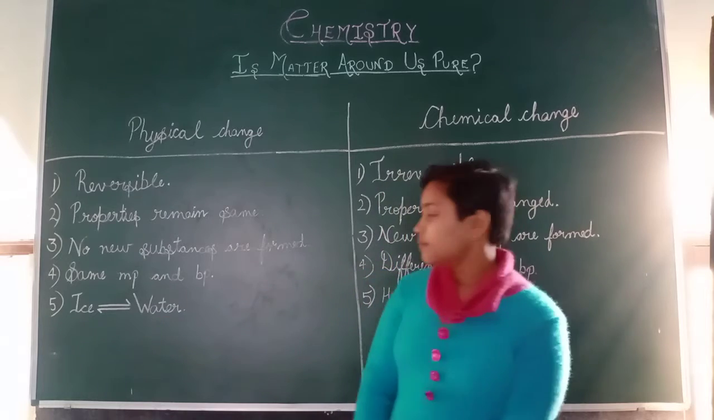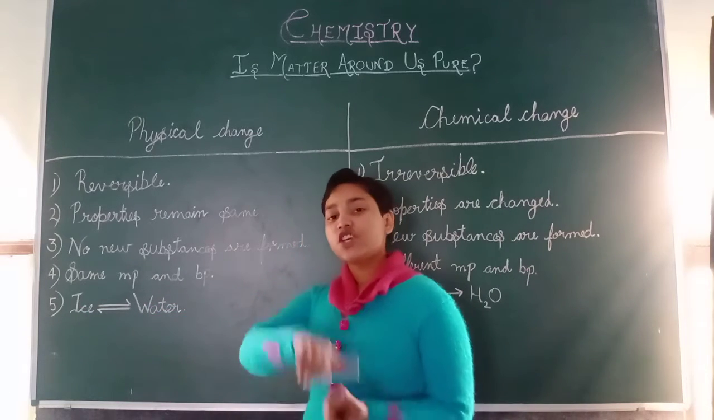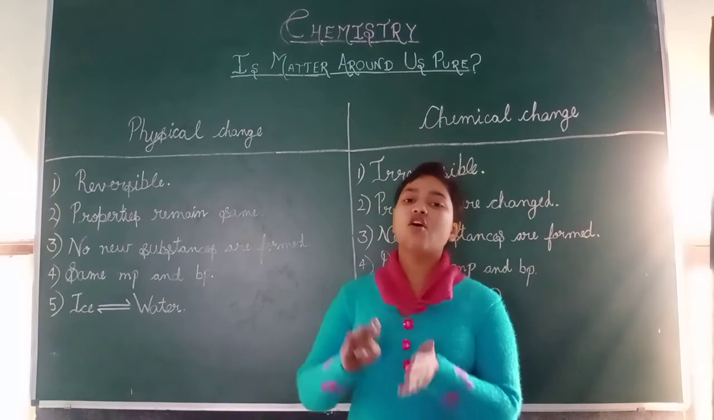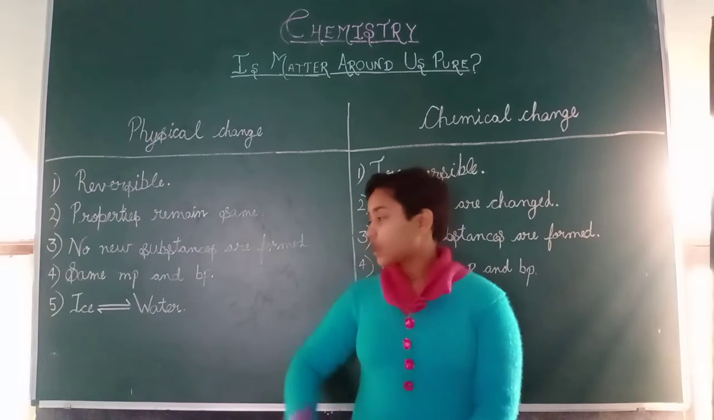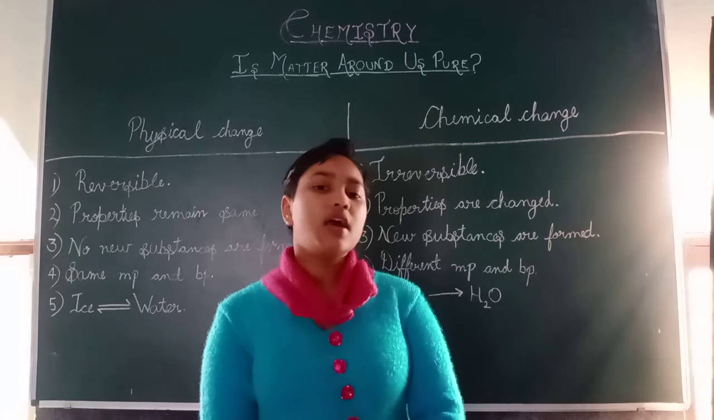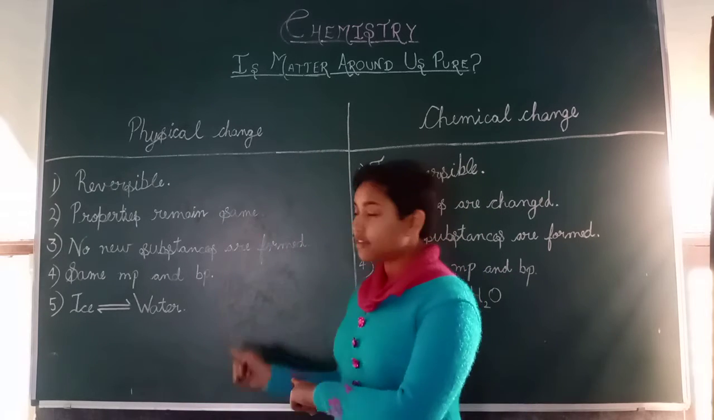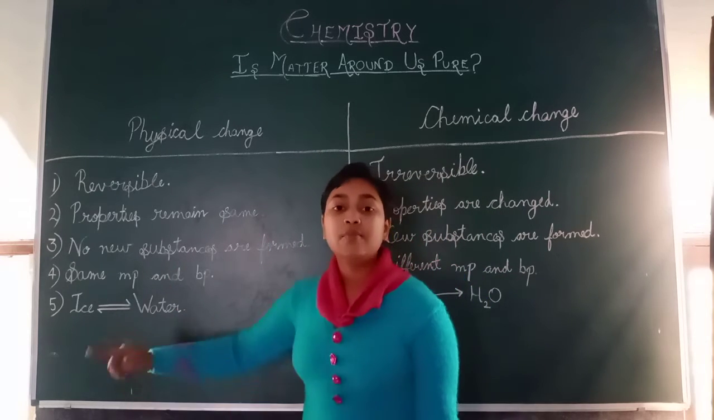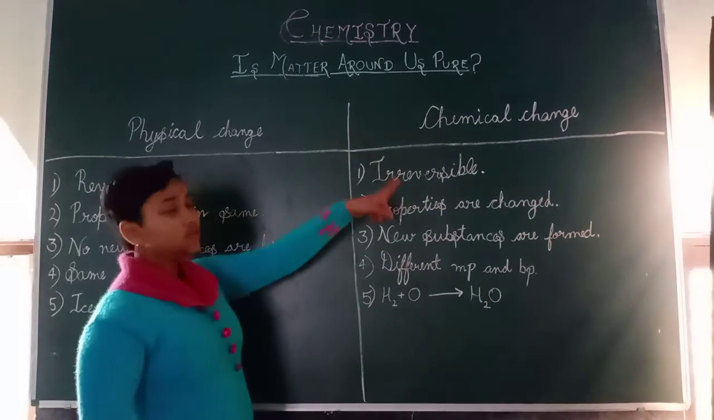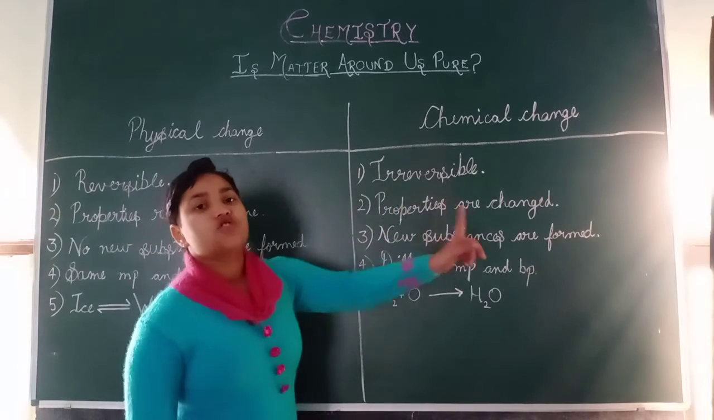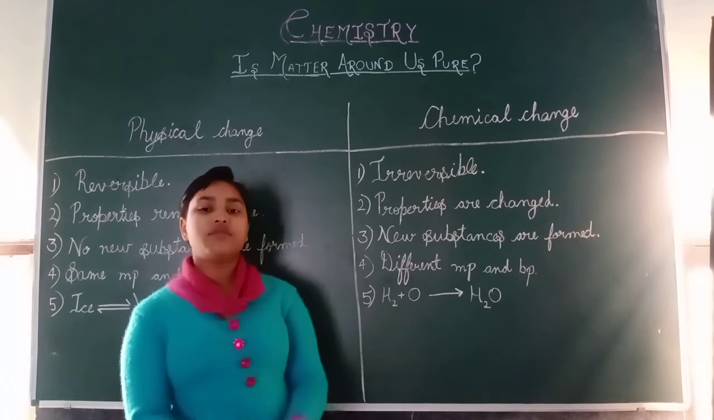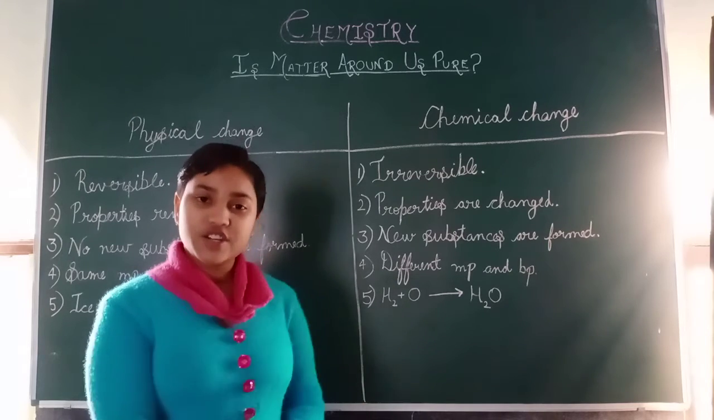Let's take an example. Suppose ice is changed into water and water is changed into ice. The properties of both remain the same. It means the ice and the water have absolutely the same properties. They have no differences and they are reversible. They can be changed and brought back into their same conditions after some time. In chemical changes, properties are changed. The properties of the product are absolutely different from the original constituents.